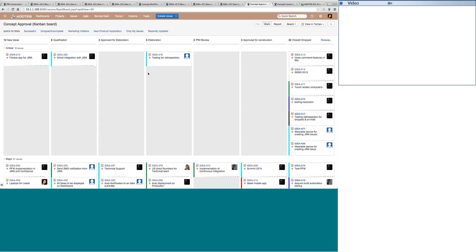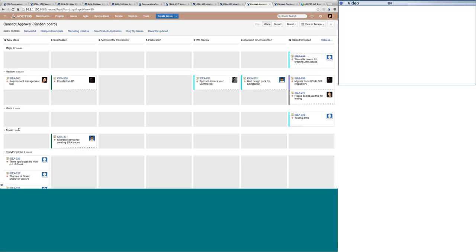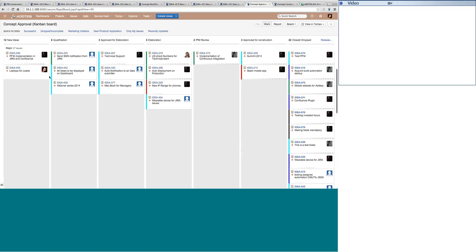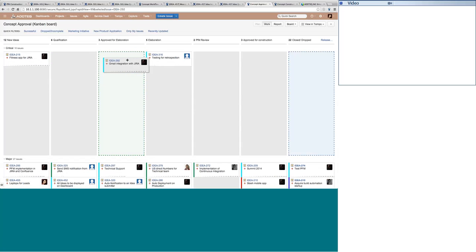Now you can see that there are different symbols which are based on the priority of the particular idea. So the critical ones are at the top, so you can pay maximum attention to these. And you can have major, medium. So based on the concept priority, you have the symbols on the idea. Now let's say that this particular idea is in qualification and you want to just move it to collaboration. It is possible directly through the boards as well. At the same time, you can see that there are a few color cards that are associated with each idea. Now, what are these cards?